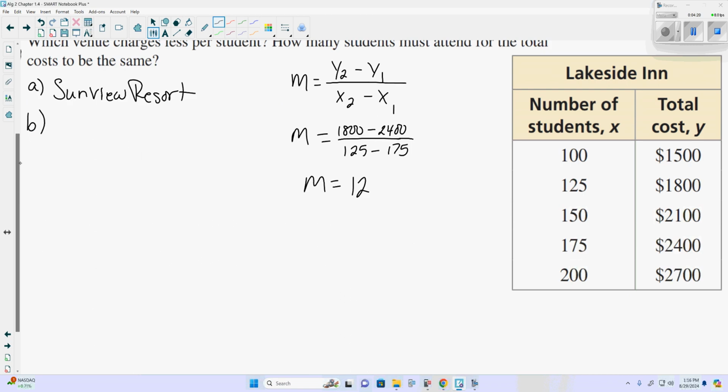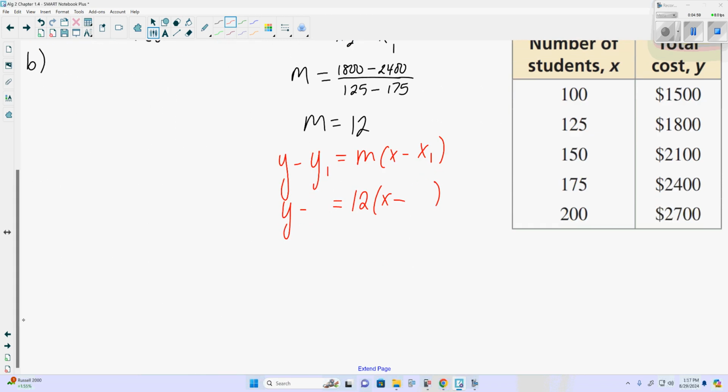Now the second half of this is how many students would it take for the cost to be equal. For us to get there, we do need the equation for Lakeside Inn. Now with Lakeside Inn, do we know what the y-intercept is? No. So we have to use point-slope. Our y minus y1 is equal to m times x minus x1. Now we have the slope, which is 12, but what we need is a point.